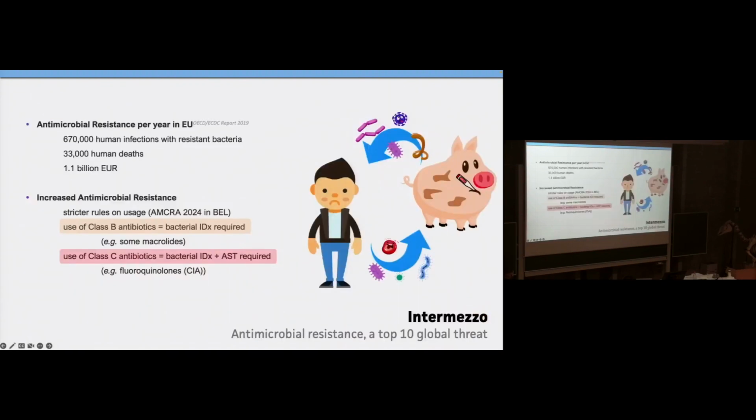Now, if I put these numbers on the screen, we have a quite big problem that is coming at us in the future. It's a huge burden that many people actually have infections with resistant bacteria, over 500,000, 33,000 of them die, and it costs us 1.1 billion euro each year. That means we have to spend a lot of money. So that's what we're paying for.